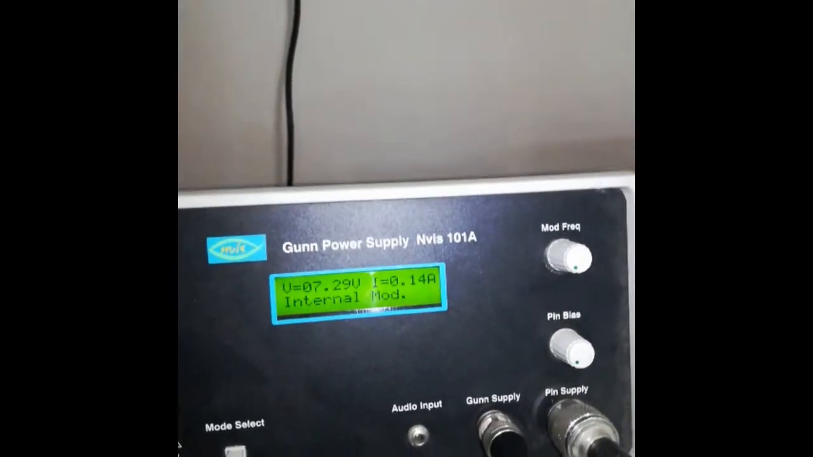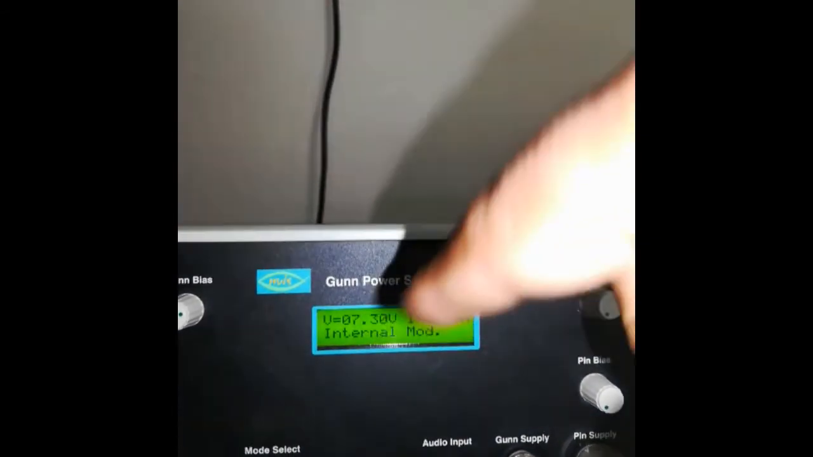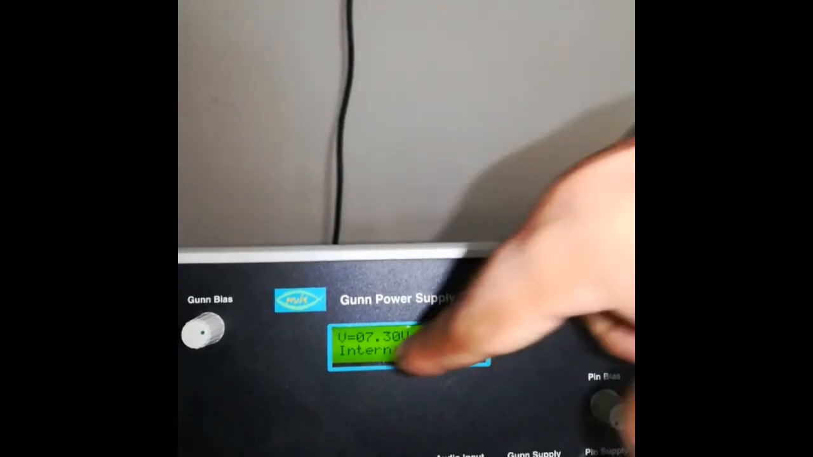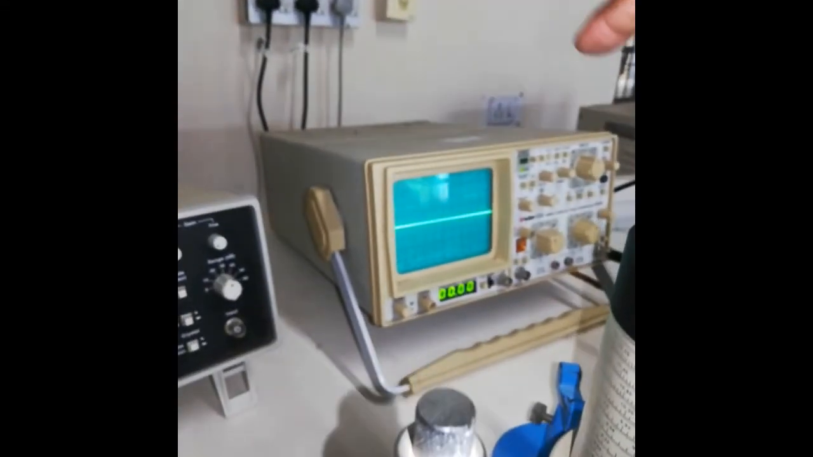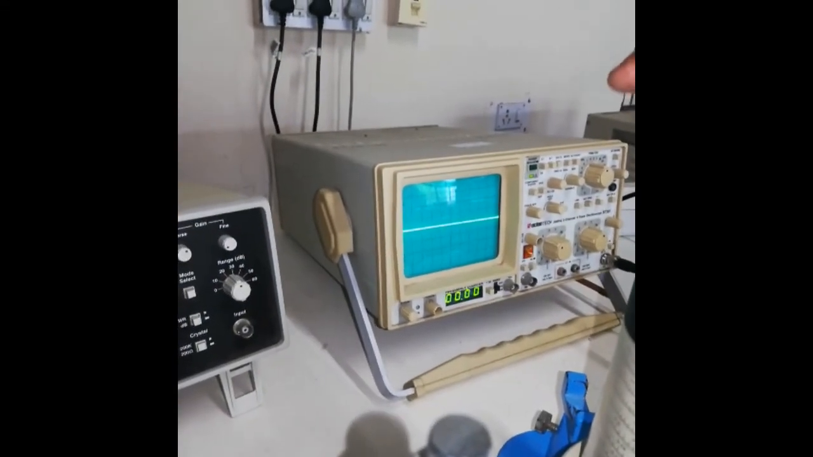So, once this is done, the next thing is one more thing. You can see that I have done all the setting of voltage for the gun diode. Still there is no signal at the output on the oscilloscope screen.